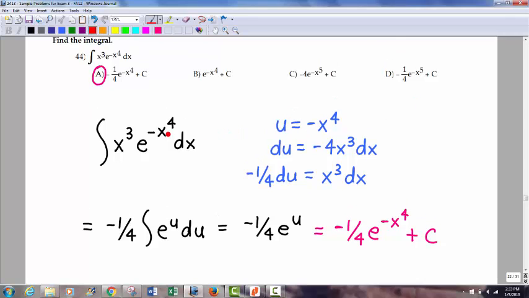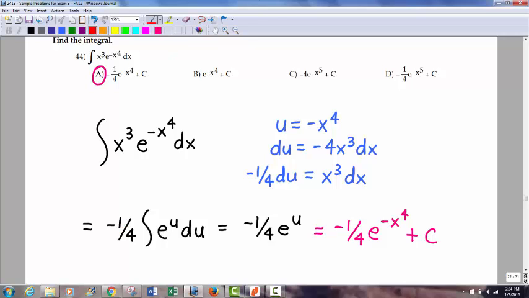But all right, so I'm going to let u equal negative x to the fourth and see what happens. So the derivative of that would be negative 4x cubed dx. That works very well, because x cubed dx is what I'm looking for in the rest of the integral, except for the e to the u part. It works out really well. So I divide both sides by negative 4. I get negative 1/4 du equals x cubed dx. So I can replace x cubed dx with negative 1/4 du, which I went ahead and pulled to the outside.